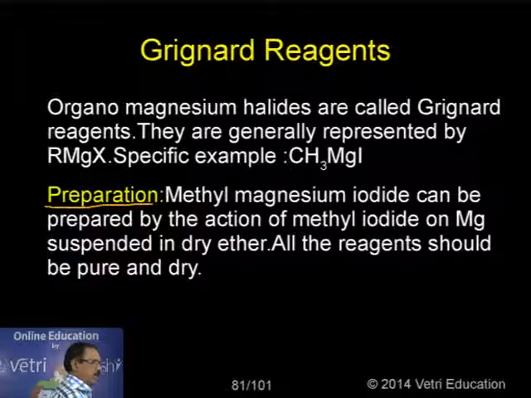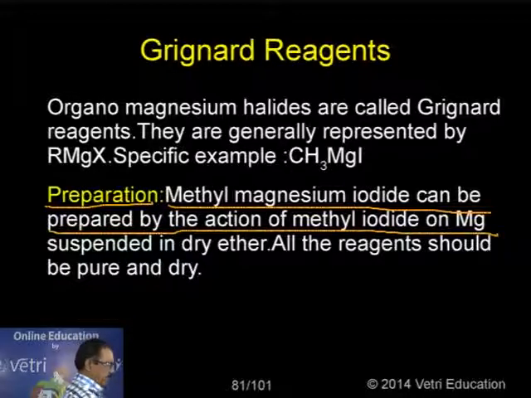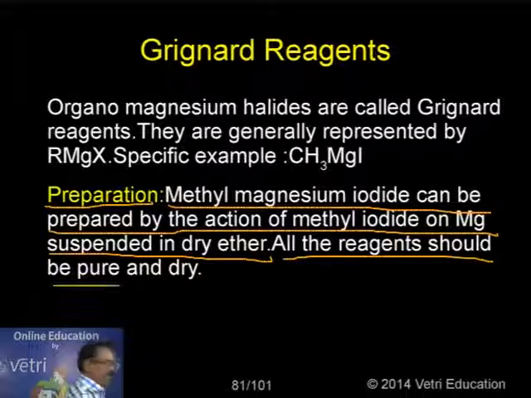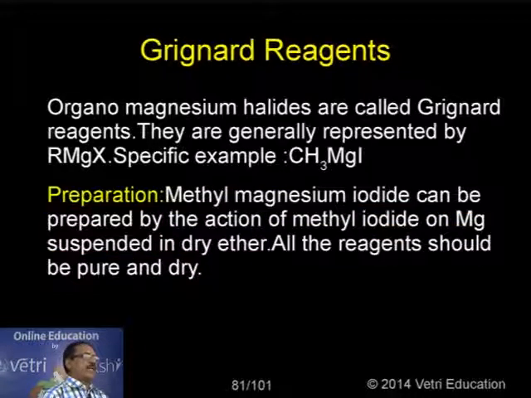Preparation. Methyl magnesium iodide can be prepared by the action of methyl iodide on magnesium suspended in dry ether. All the reagents should be pure and dry. The ether will always be present in this solution. That is the most important information. Whenever you get Grignard reagent from any company, they will supply it in the form of an ether solution only. It will not be solid, it will be an ether solution. So, we have to use it that way.